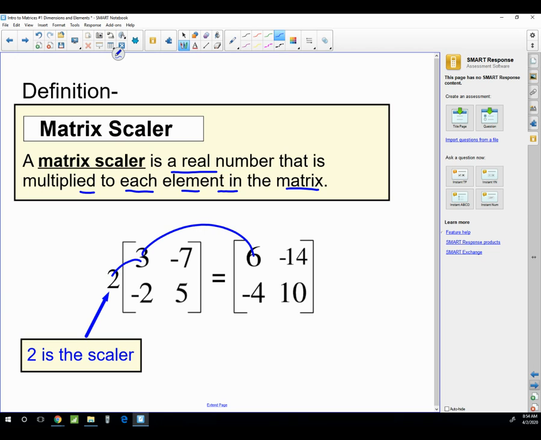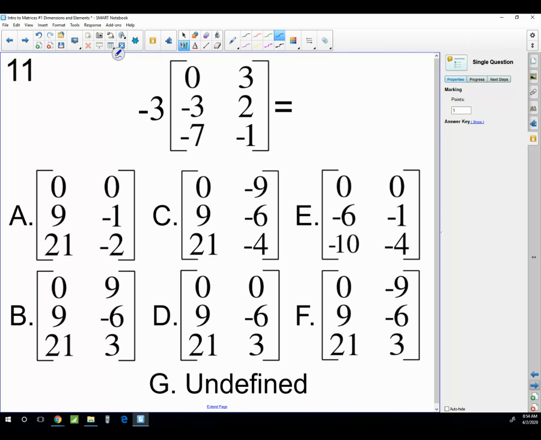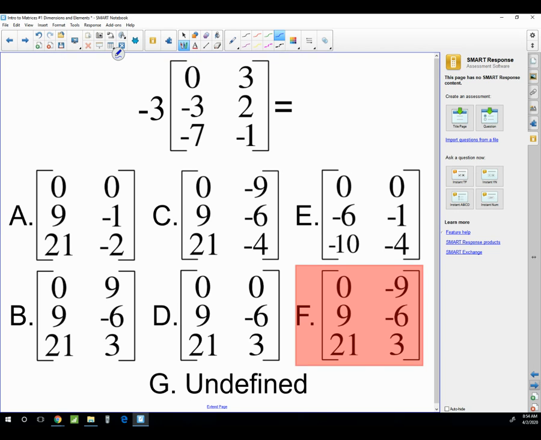2 times 3, 6. 2 times -7, -14. 2 times -2, -4. 2 times 5, 10. As simple as it gets. And so there's just absolutely no reason to miss something like that. You might want to pause the video and guess, but come on. That's pretty simple.